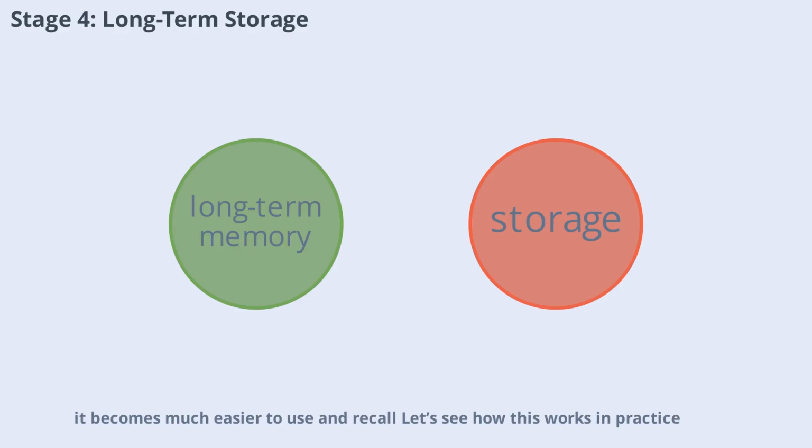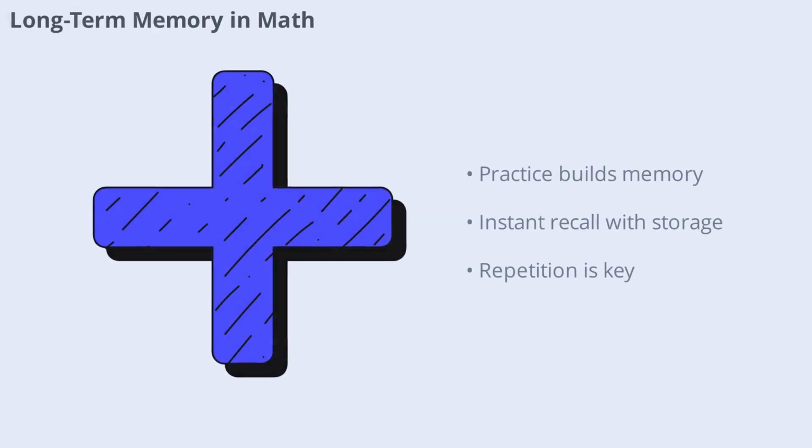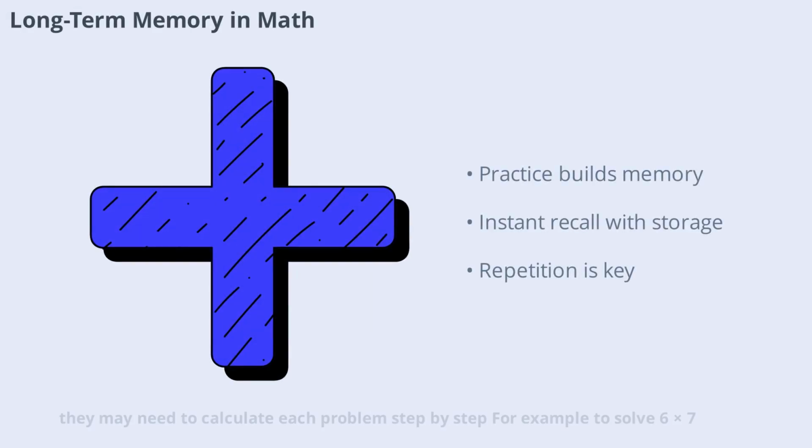Let's see how this works in practice. Students first learn multiplication. They may need to calculate each problem step by step. For example, to solve 6 times 7, a beginner might add 6 seven times. This takes effort and time. But after practice, the student memorizes that 6 times 7 equals 42. Now the answer comes instantly because it's stored in long-term memory.